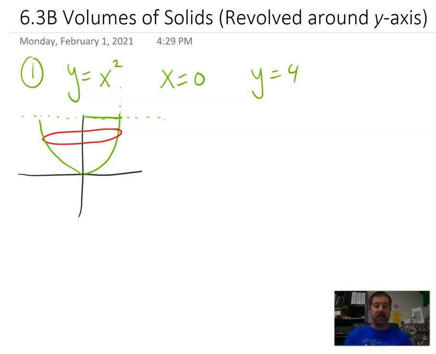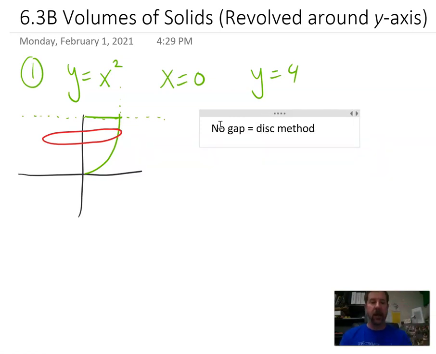Going back to yesterday's discussion, you're going to want to ask yourself, is there a gap between what I'm revolving around? So if I'm going around the y-axis, no, there's not. Our area is touching the whole time. If I were going to rotate this around the x-axis, then yes, there would be a gap, and so I'd want to use the washer method. But in this case, because there is no gap, we are going to use the disk method. So no gap equals disk method. That's what we're going to use right now.